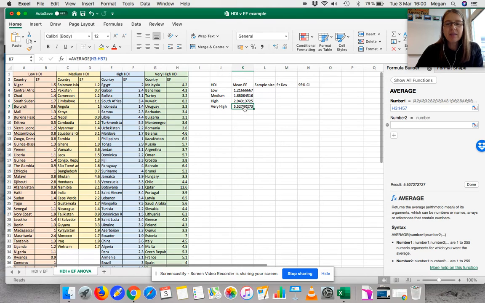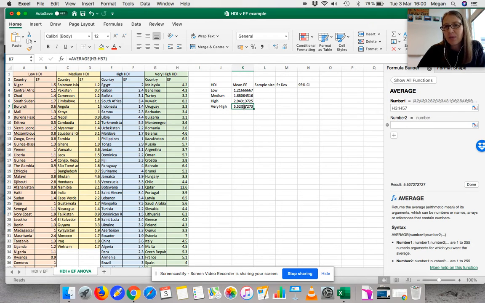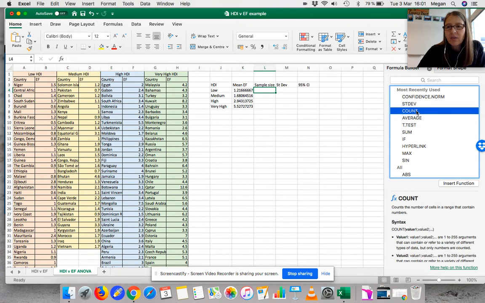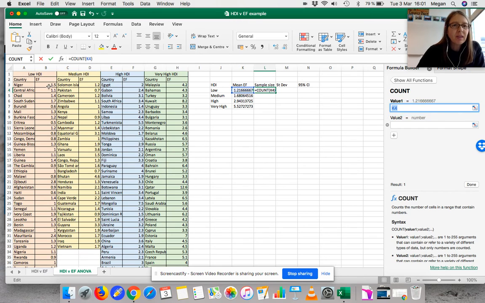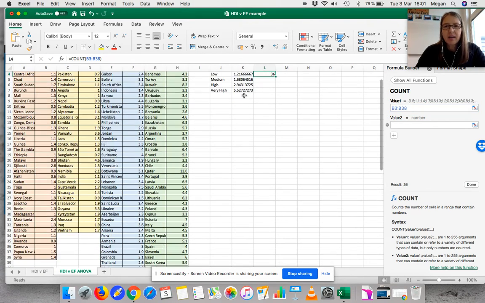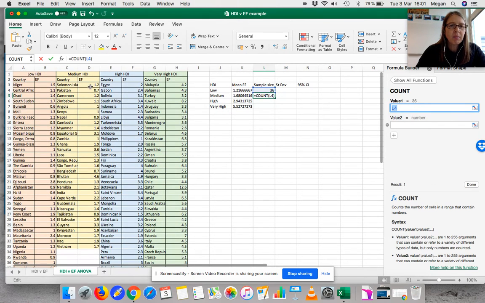Here's my means for each of mine. So you see my mean ecological footprint is 1.2, 1.6, 2.9, and 5.5, obviously getting bigger, which makes sense because that's what we looked at last time. All right, and then sample size, you can get that by doing the count. You can eyeball it if you want to get the right number, but nice and easy, I can just do the count. I'll double click and I just do the exact same thing that I did before. Hit done. My count for the medium.